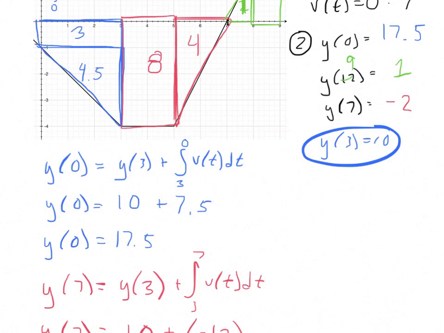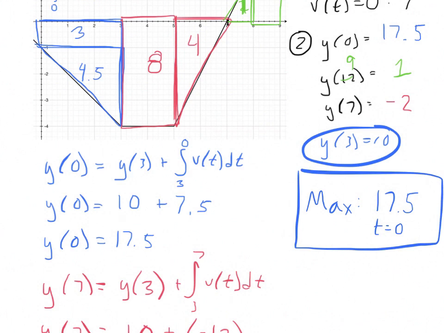Now that I've evaluated the function, I can tell that my maximum was 17.5. It happened at time 0. And I can tell that my minimum was negative 2, and it happened at time 7.